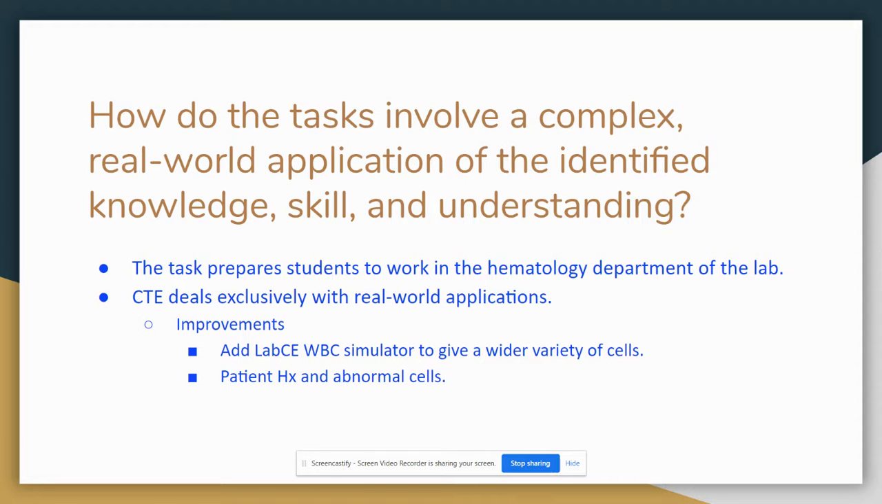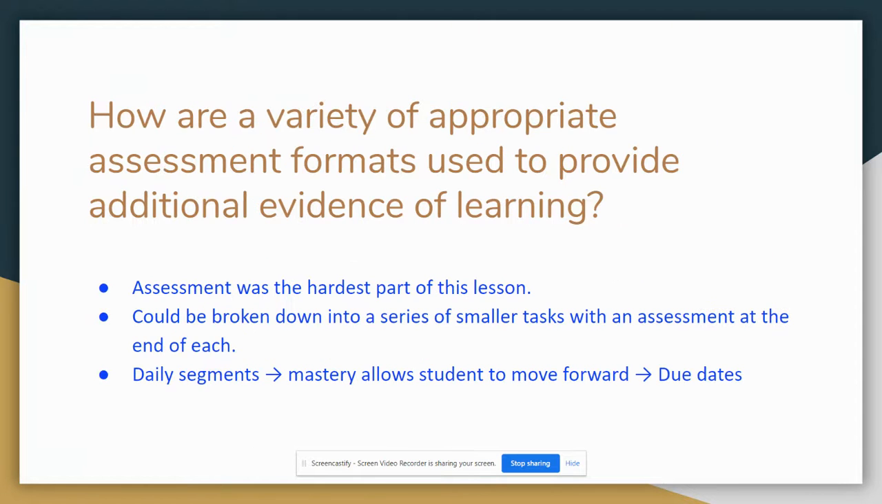realistic would be to add Lab CE, the WBC simulator, which we do as an institution have a subscription to, and that's going to give them a wider variety of cells like they would see on the bench, and also abnormals and patient history. So you'll have that CBC report, you'll have that histogram, you'll have all of the stuff that you need if you're having an issue calling a cell one way or the other. And that's in turn going to help them understand better.